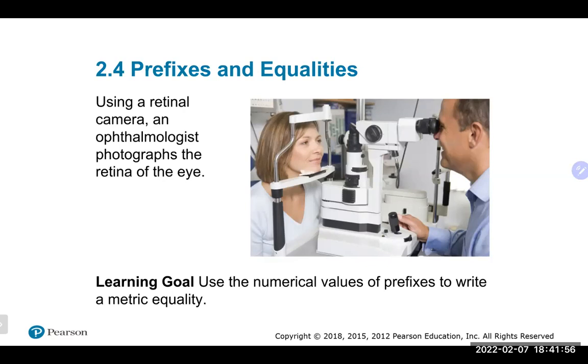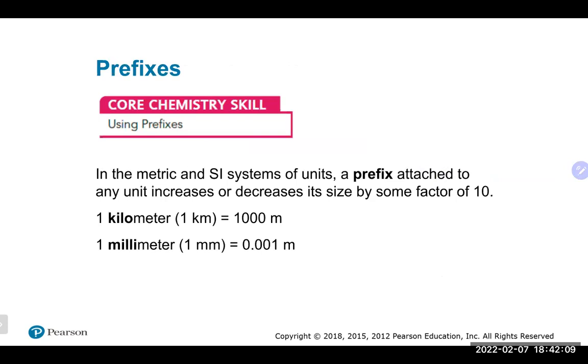Okay, we're going to move towards talking about conversions and dimensional analysis, these types of problems. We're going to talk about prefixes and equalities. An equality, as we talked about last time, is two things that represent the same amount of something, but in different units. So if we say 1 kilometer is 1,000 meters, they represent the same length. They're just in different units.